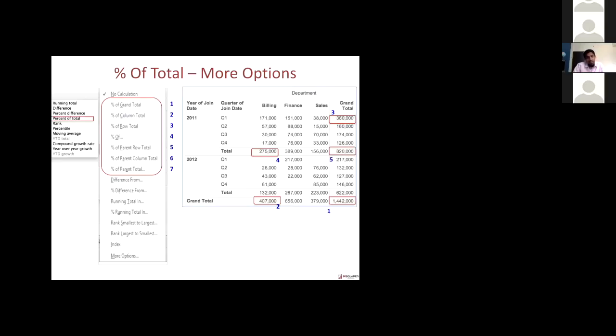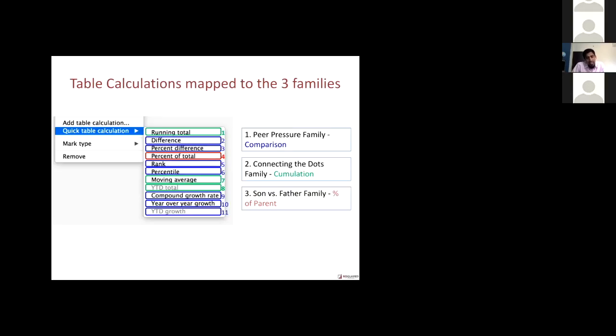So now I have mapped all the 3 families back to these equations. When you are encountering a real problem in your domain, the question you ask is, do I need to use a previous record or a next record in any way? If yes, am I referring to one or multiple? If it is one, it's a peer comparison thing. If it is multiple, it's a variation of the cumulation problem, connecting the dots, the running total problem.